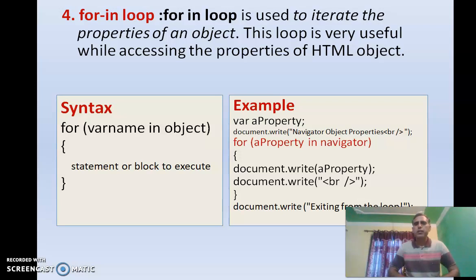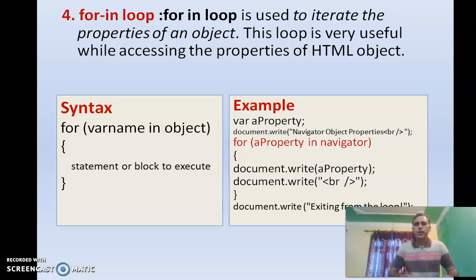For example, var aProperty. This example will display all the properties of navigator: for aProperty in navigator. The aProperty variable will automatically take the value from the navigator object. Then begin, document.write aProperty, then document.write break.